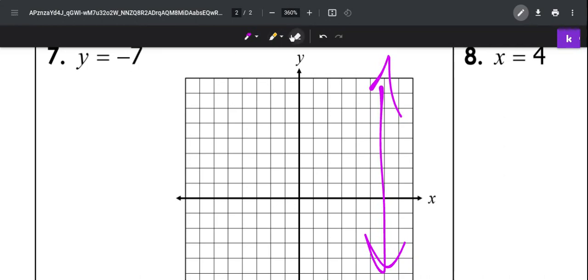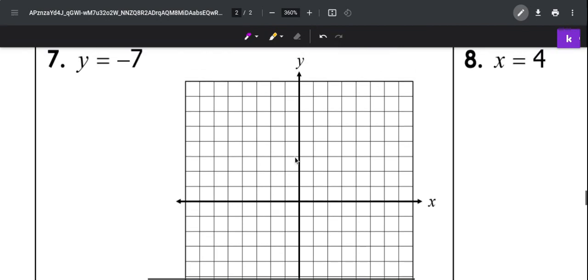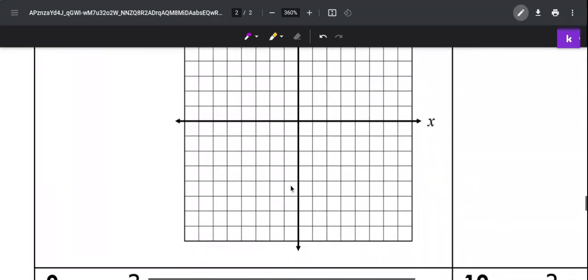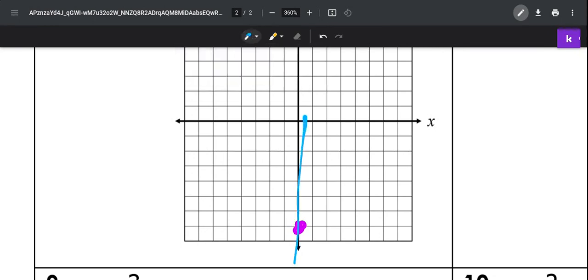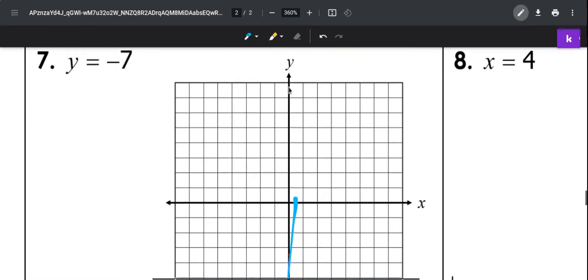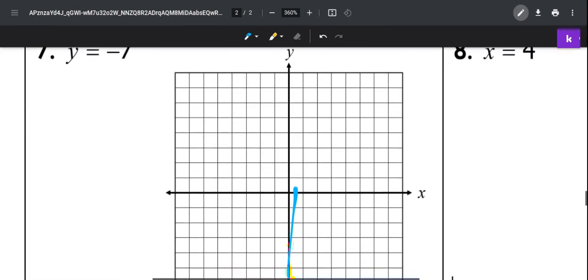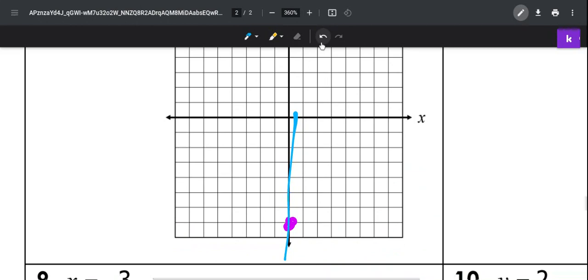All right, so it has to be horizontal, which means I'm going to go to -7 and I'm going to make a point. So 1, 2, 3, 4, 5, 6, 7. Now, once again, if I cut through this at a vertical angle and go up and down, I'm not going to be making a cross with my y-axis. And that's the rule. I have to make a cross, essentially, or it has to intersect. All right, so I'm going to make a horizontal line, and that's all I have to do.